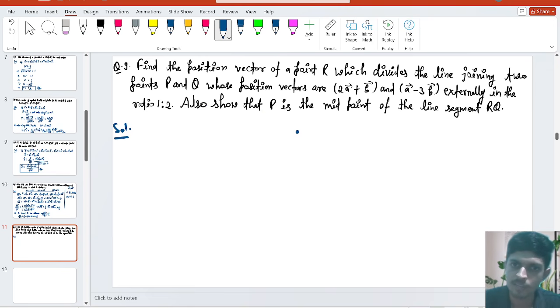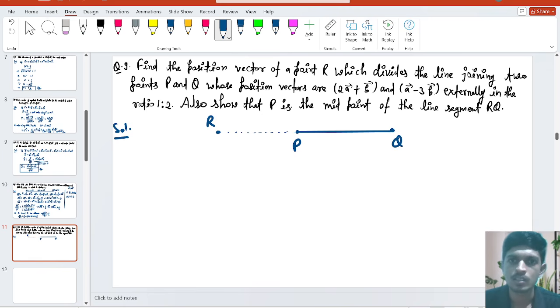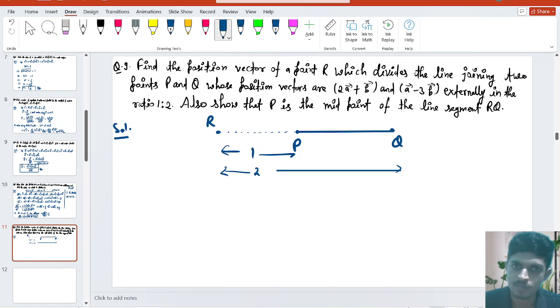Suppose this is a point P and this is a point Q, and any point R here which divides this line PQ externally in the ratio 1:2. Here you get 2, and this is 1, this is 1. Okay.